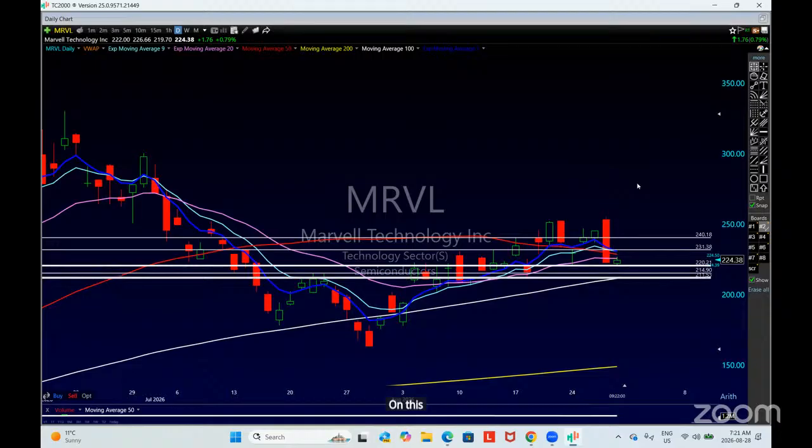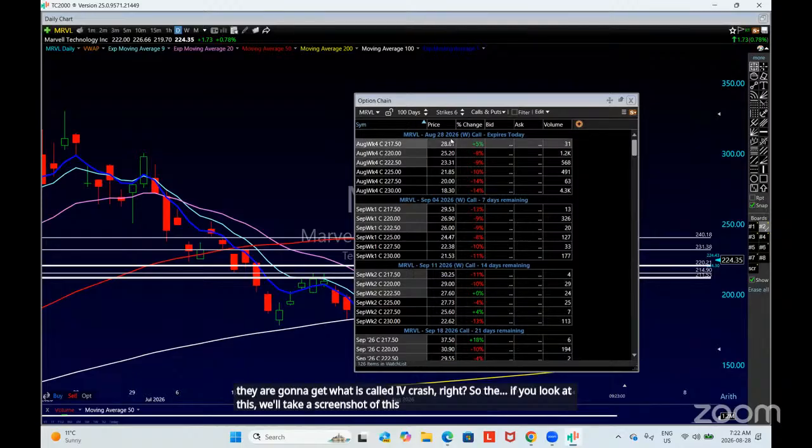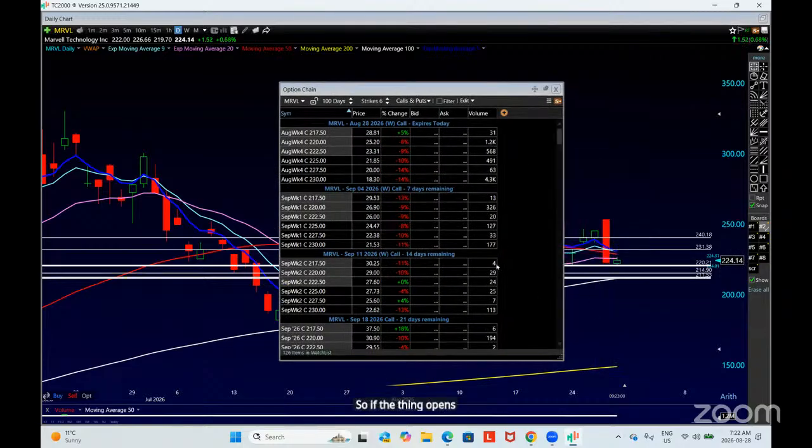So when this one was going into earnings, the IV was 400 and something percent. So once the market opens, those that did earnings lotto on the buy side are going to get what is called IV crash, right? So if you look at this, take a screenshot of this. Look at the cost of these contracts. If the thing opens up like right now, these ones are going to go to almost zero, right? It's going to go to 0.01. So that's called IV crash. So you take a screenshot of this.